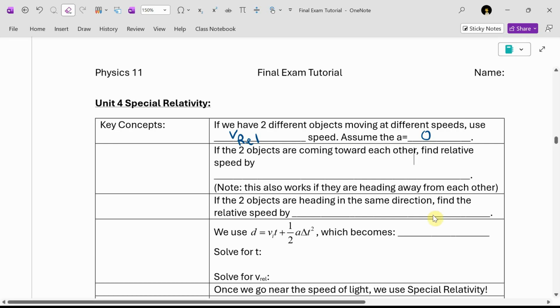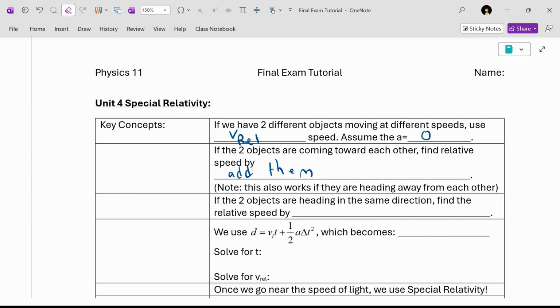So we started out, before we started going near light speed, with objects moving at different speeds at normal speeds. If two objects are coming towards each other, how do we find the relative speed? Did we add their speeds together or did we go bigger minus smaller? Why? How can I remember? What's worse, a head-on collision or getting rear-ended? Why? Bigger answer.